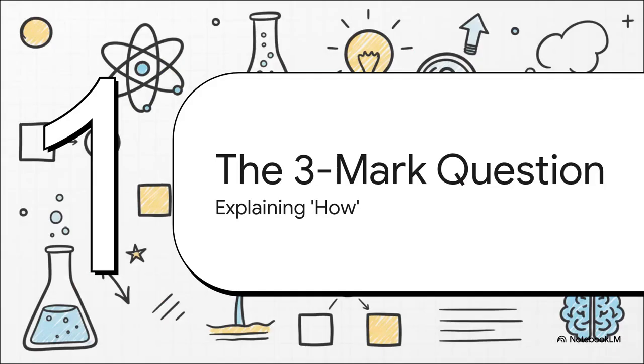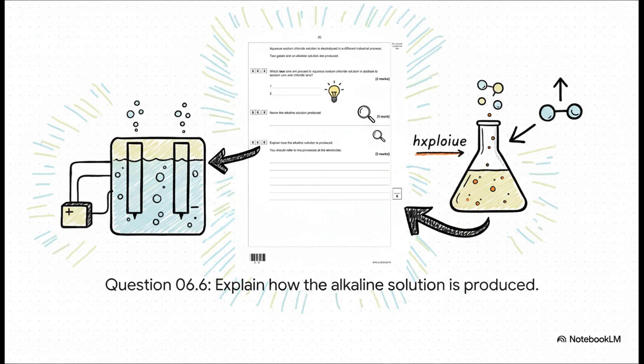All right, here we go. The big one, question 6.6. This is a 3-marker. Now, these longer questions are where you can really show off what you know and pull ahead of the pack. With these, it's not enough to just say what happens. You've got to explain how and why. So the 3-mark question is, how do you get all the points? You have to explain how that alkaline solution, sodium hydroxide, actually gets made.